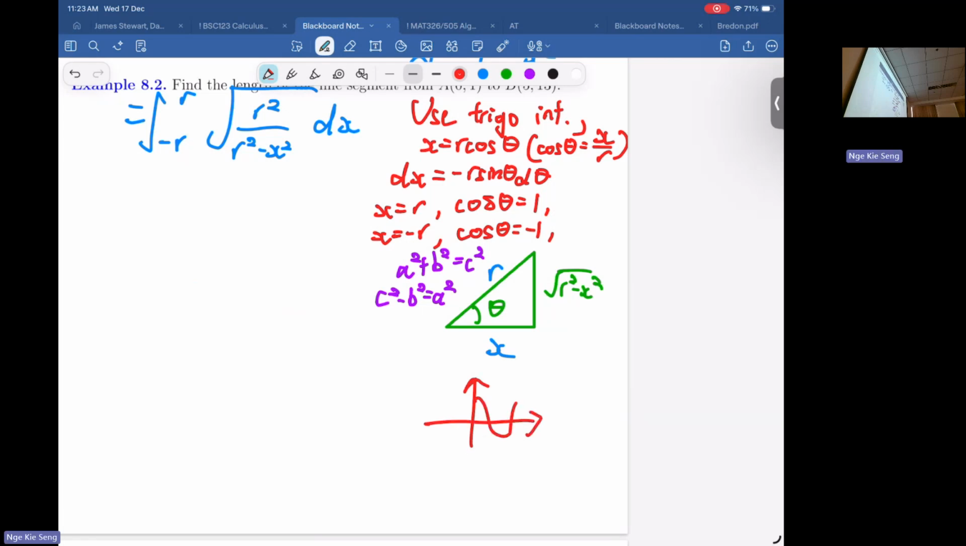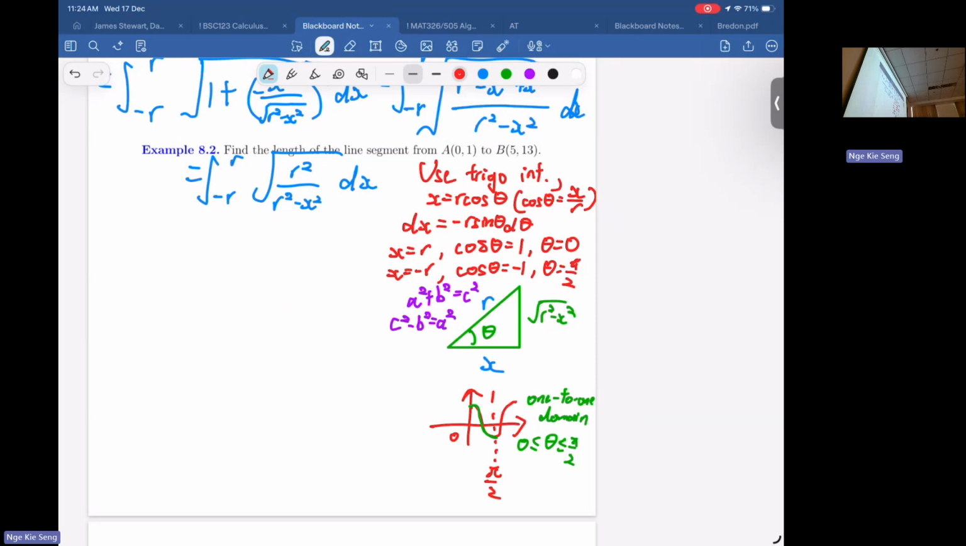Okay, so cos maybe looks something like this. If you go and check, we are just picking the region from 0 to pi over 2, because this is already enough to cover the region from minus 1 to 1. This is the one-to-one domain that we pick. So if cos theta is 1, theta is 0. If cos theta is minus 1, theta is pi over 2. Okay, so can you see that pi over 2 appearing now? This is how your pi comes out in your formula, because you use the trigo substitution.